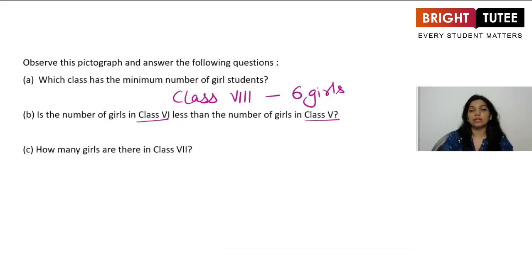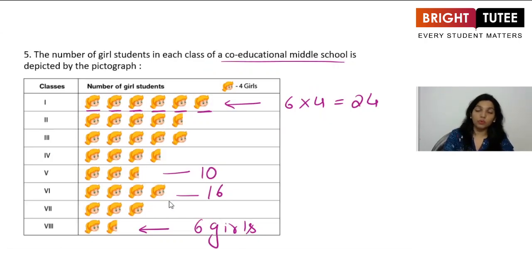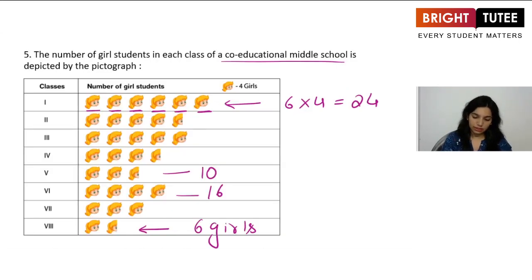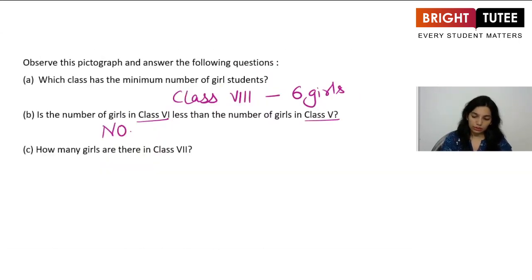The number of girls in class 6 is more compared to the number of girls in class 5, right? So the answer is no. How many girls are there in class 8th? Let us see. We have already calculated it here, because we were given 1 complete face and 1 half face. So roughly we have got 6 girls.